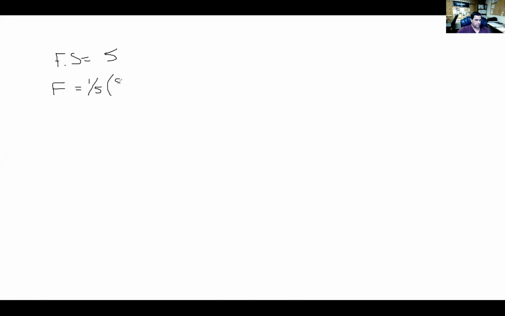my stress times area. Okay. So it'll be 1/5. The pine can handle, and this is just a lookup from the table that I had. It's 5 times 10 to the 6th Newton per meter squared.